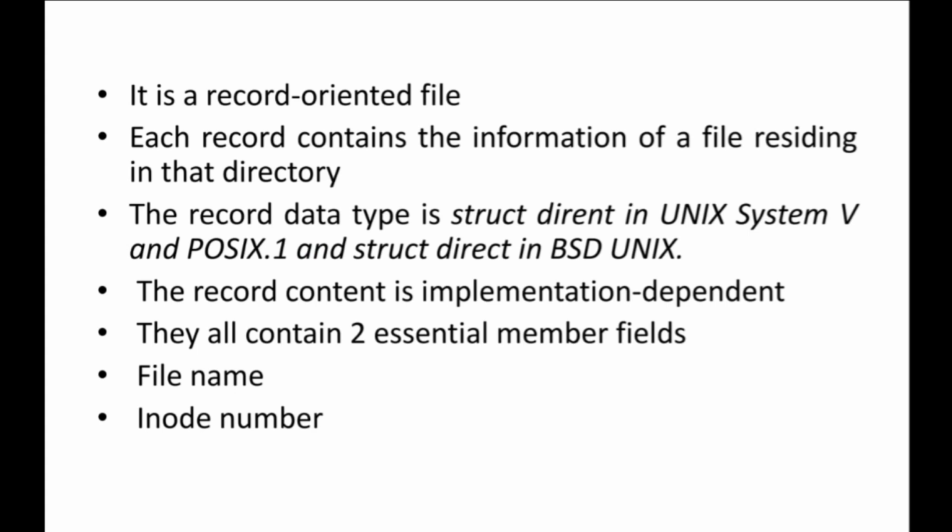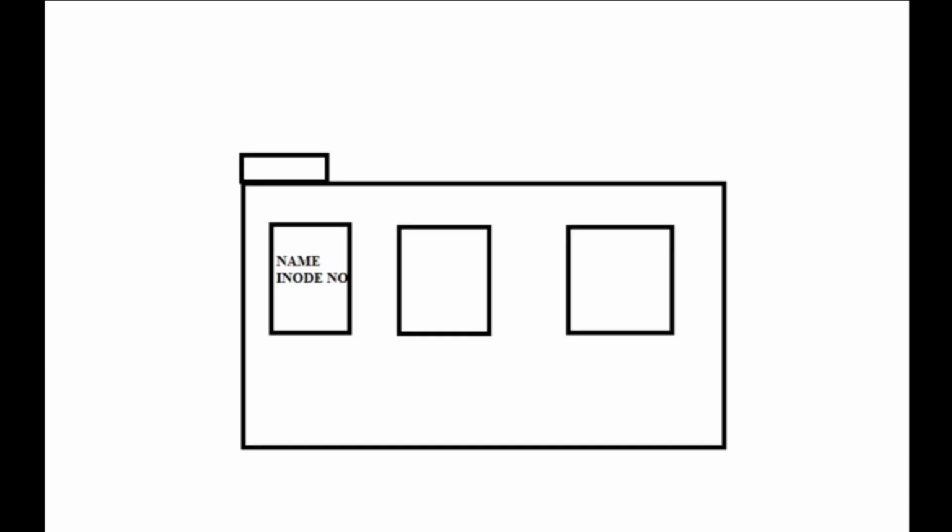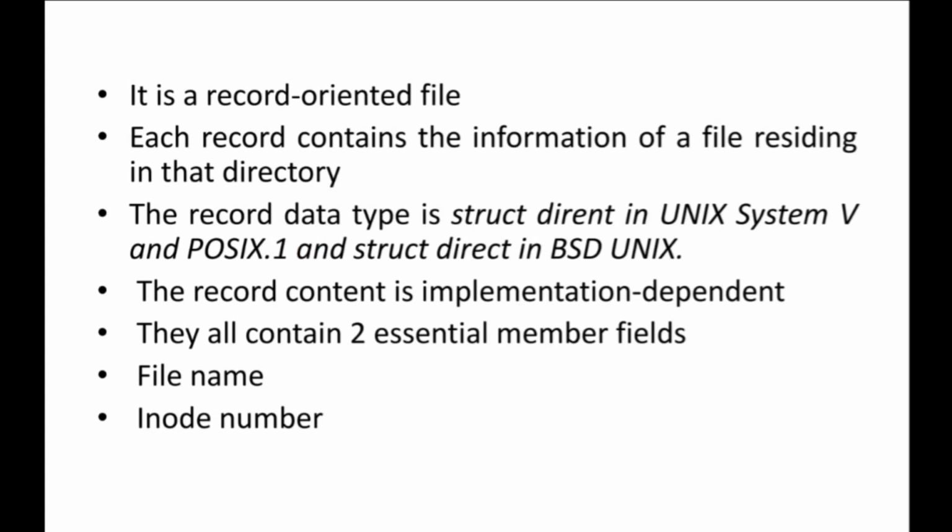Getting, guys? So a directory file is a record oriented file. Each record contains the information of the file residing in that directory. So in this directory we have 3 files, right? So the file records contain the name and the inode number. Getting, guys? So if you know this name and inode number, you can easily access the inode table and get the information regarding the file attributes and also the contents, right? Hope you're understanding, guys. If you have any doubts, please post your doubts in the comment section.